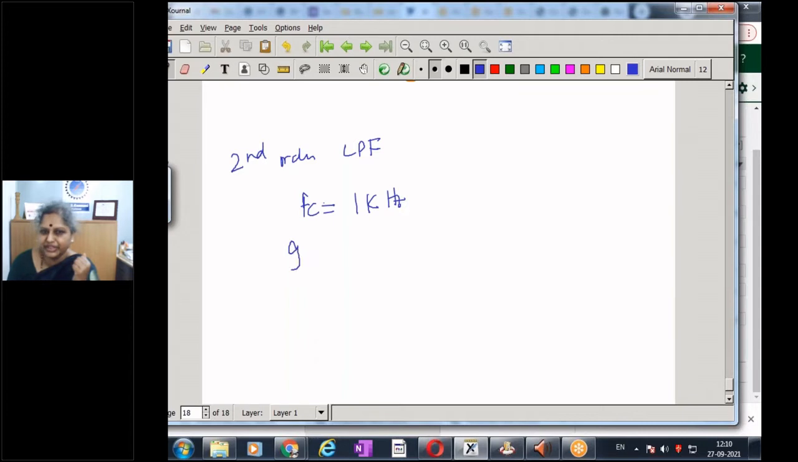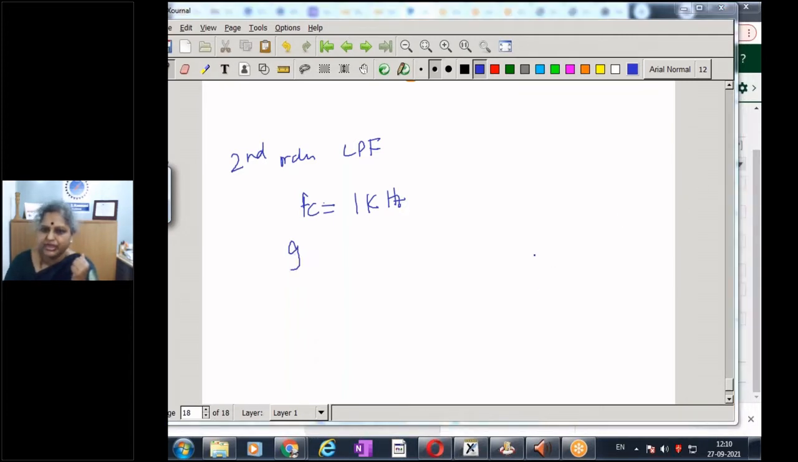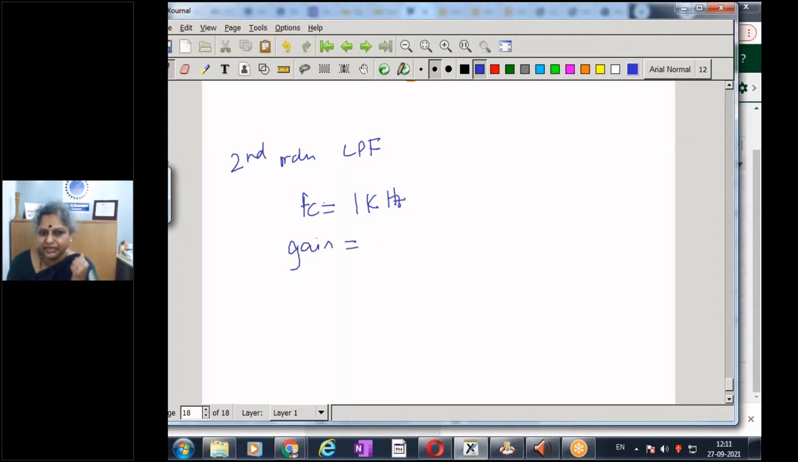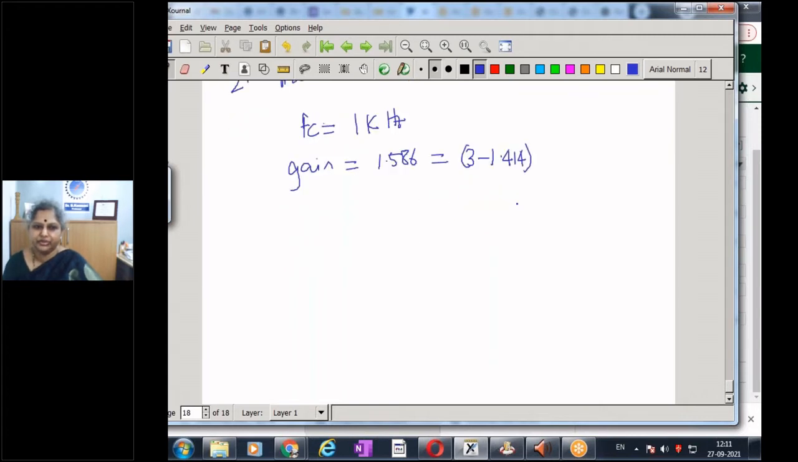But you know that for a second order system, I need to have a gain. Let us keep a gain of 1.586. And how do we get this 1.586? It is 3 minus 1.414. So this is how we get it. And then the circuit is like this.